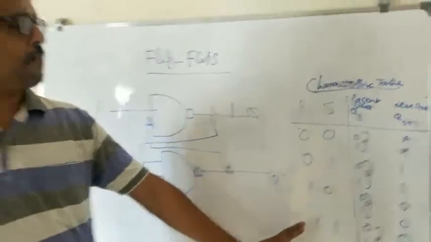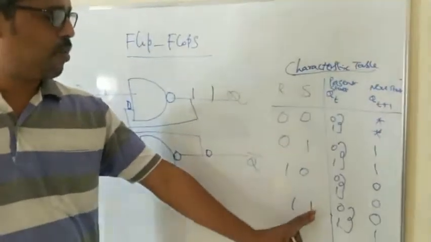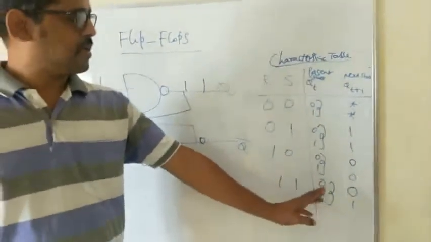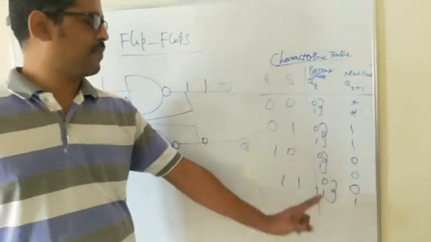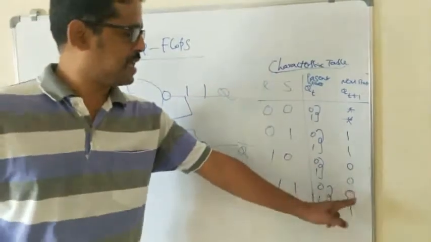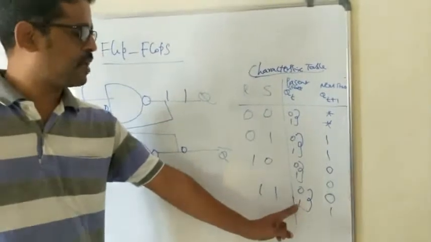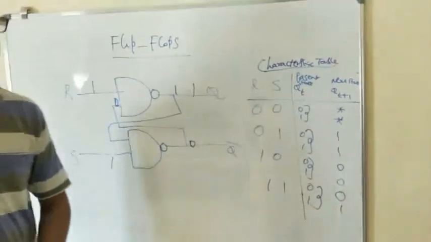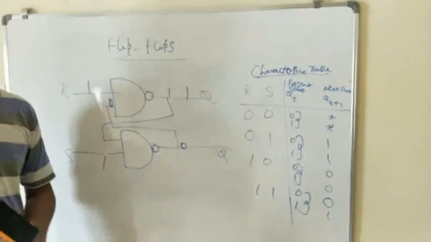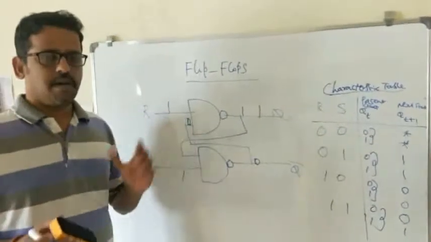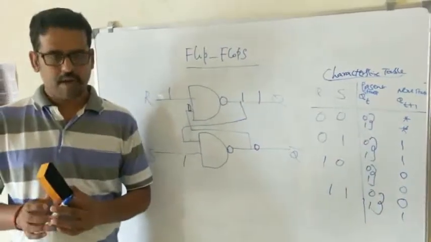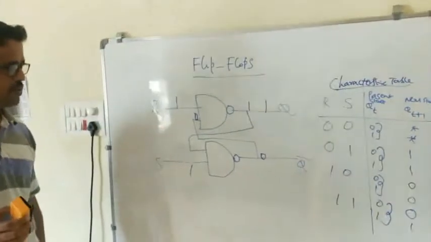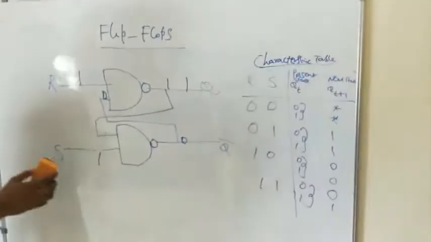When the inputs R and S are both 1, the states are not changing. If the present state is 0, the next state is also 0. If the present state is 1, the next state is also 1. This is the characteristic table of an RS flip-flop. Okay. Now we will go on to see the SR flip-flop.